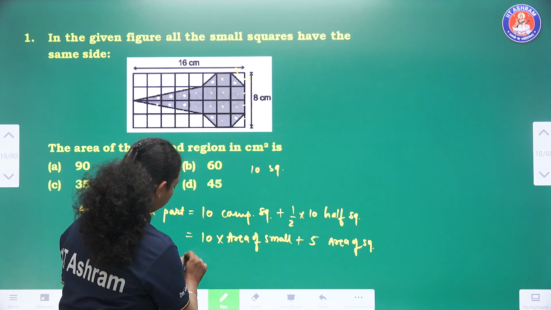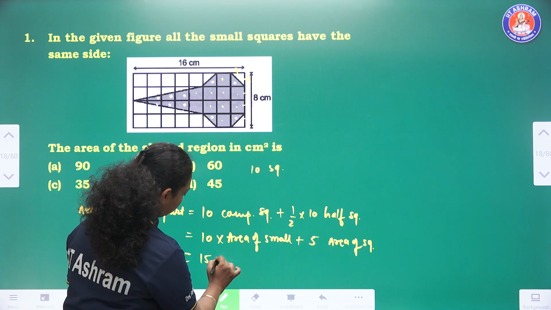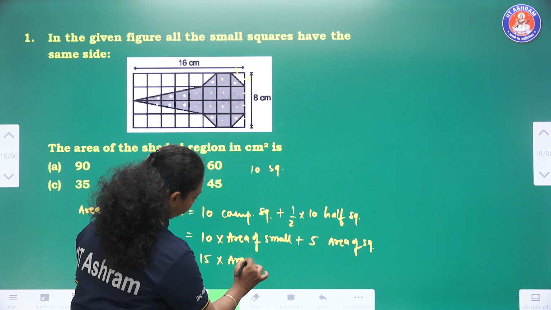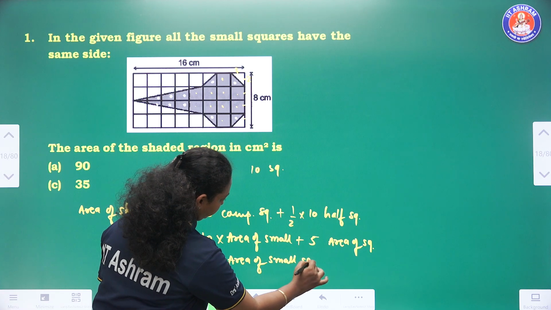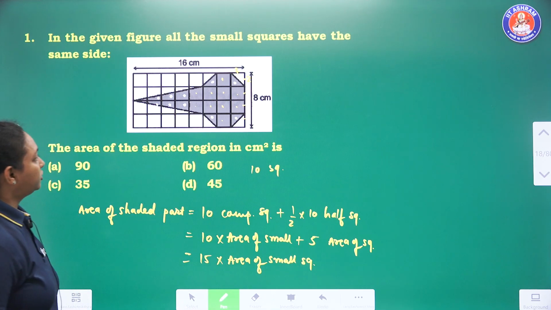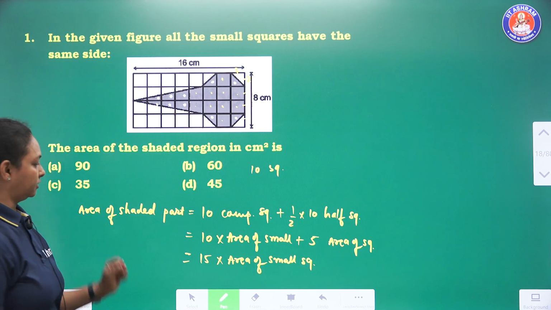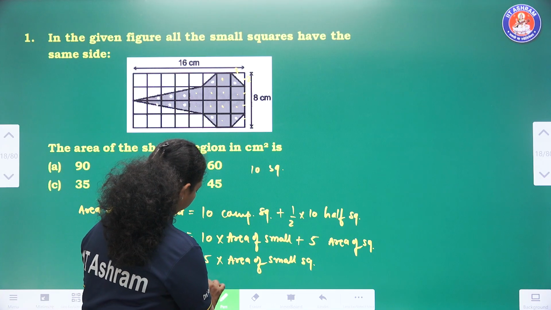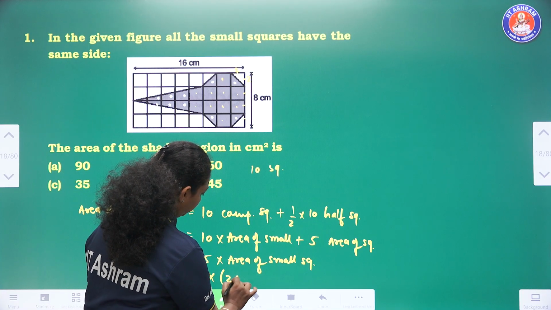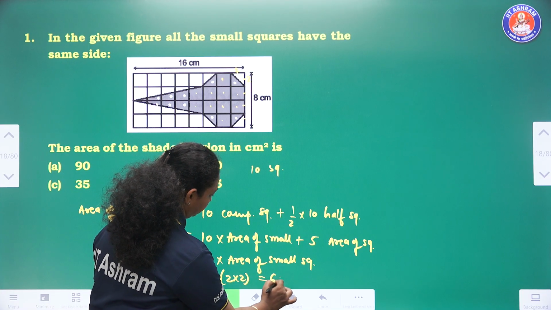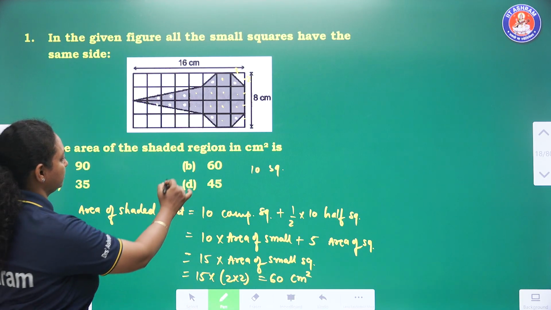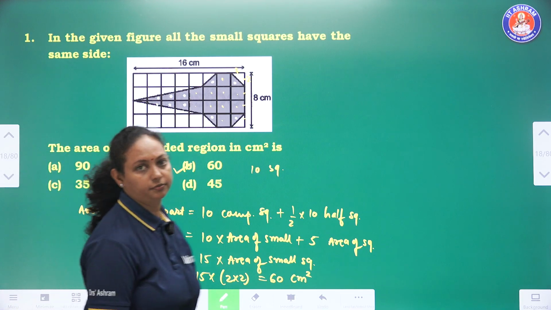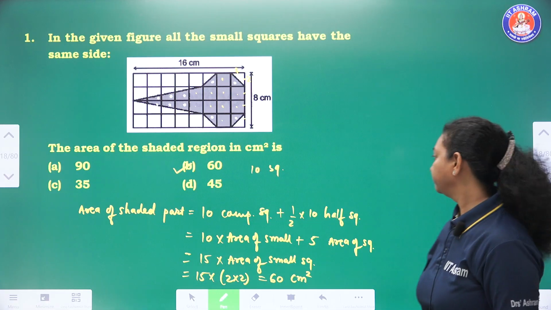So total it is 15 times of area of small square, and if the dimension of the small square is 2 units, then it is 15 into 2 into 2. So that is equal to 60 centimeter square. So what is the correct answer? 60 centimeter square. Okay.